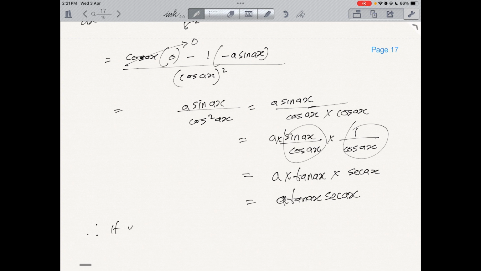Therefore, if y is equal to sec ax, our dy/dx is equal to a tan ax sec ax.